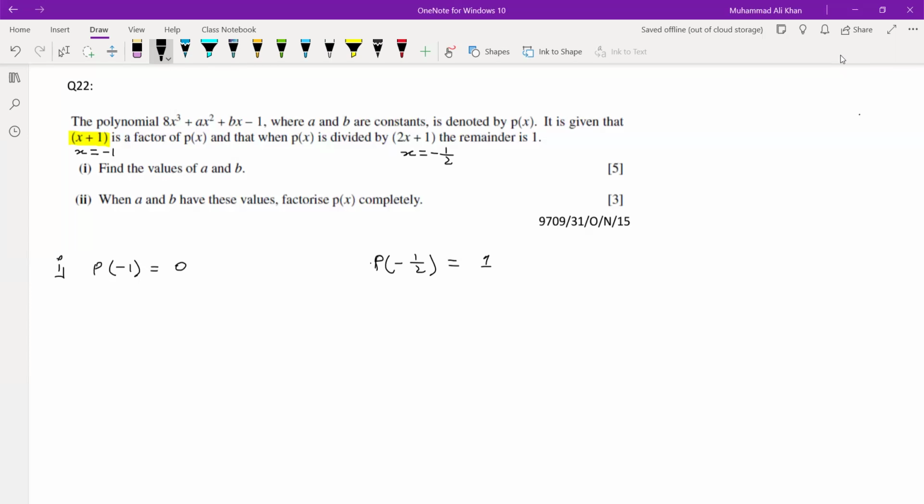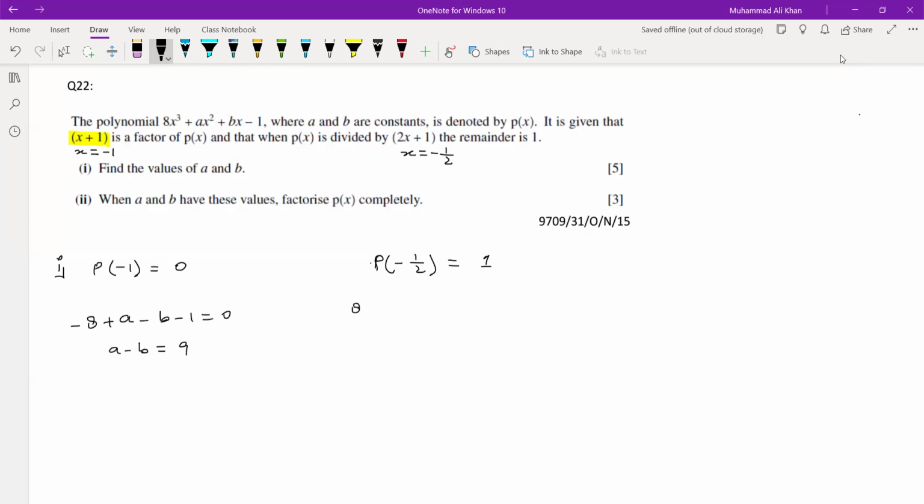So now we put -1 in place of x in the polynomial, बच्चों. So it will be -8 plus a minus b minus 1 equal to 0. Can I write it like a minus b equals 9? A minus b equals 9. And now the second one, -1/2.